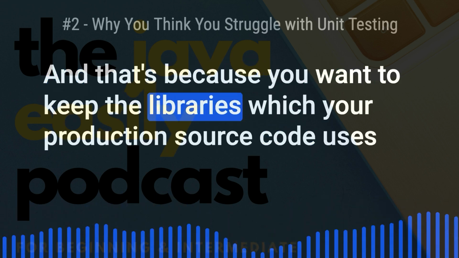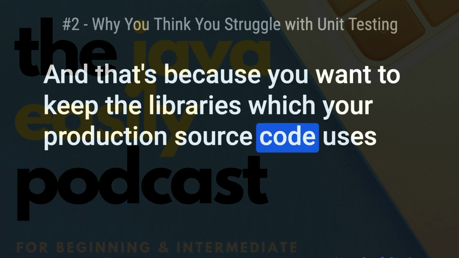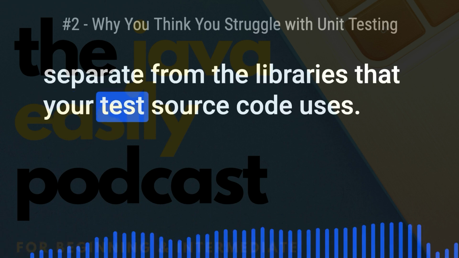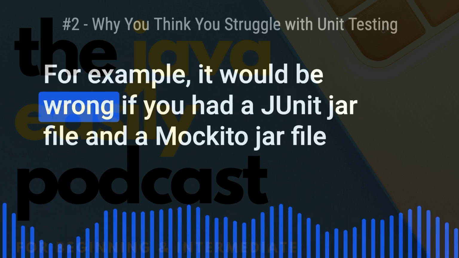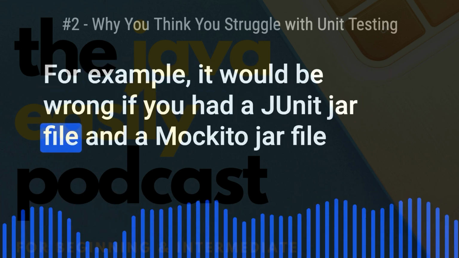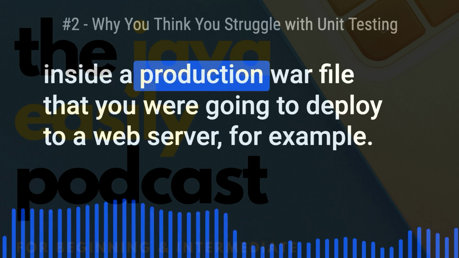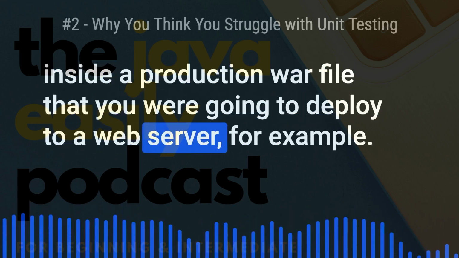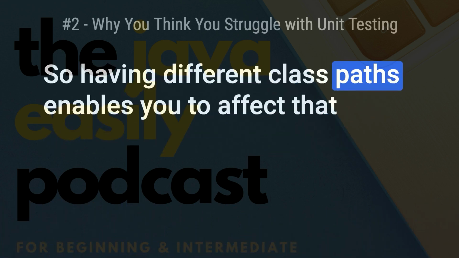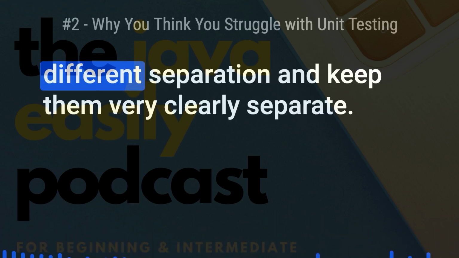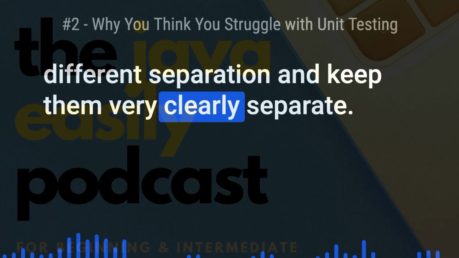And that's because you want to keep the libraries which your production source code uses separate from the libraries that your test source code uses. For example, it would be wrong if you had a JUnit jar file and a Mockito jar file inside a production WAR file that you were going to deploy to a web server, for example. So having different class paths enables you to effect that separation and keep them very clearly separate.